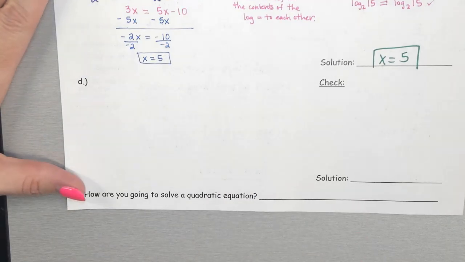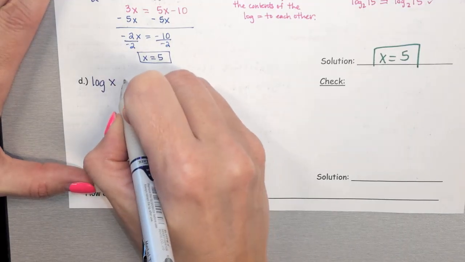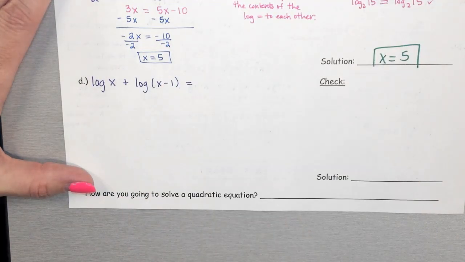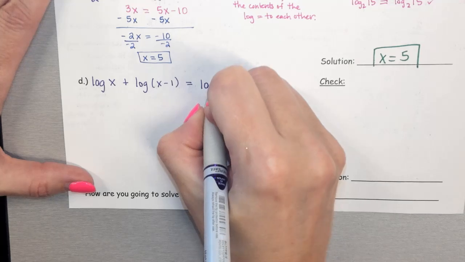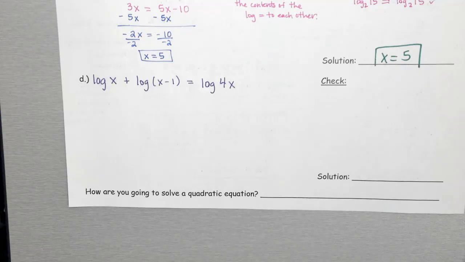Okay, now the last type you will see would be one like this: the log of x plus the log of x minus 1. Actually, you might have some with division as well. But if you do, I'm confident you'll figure it out. You can always multiply by the denominator. Okay, so if you have more than one log on one side, let's use our laws of logarithms to condense those. Okay, so can you condense the right side?